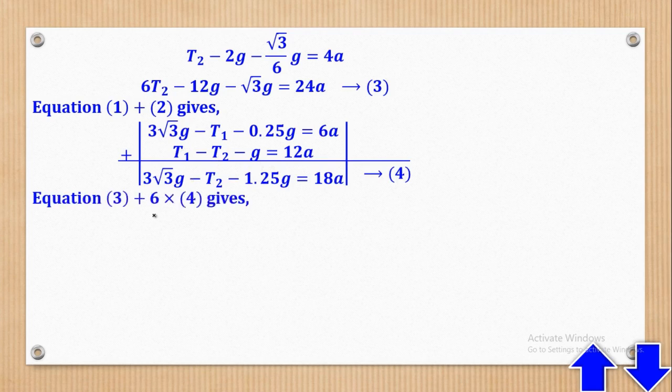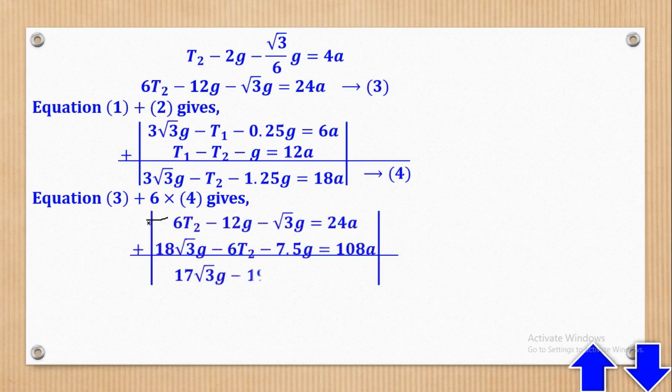Then next is equation 3 plus 6 times equation 4. Remember, my aim is to first eliminate the tensions. So when I do that, this is what I'm going to get. So this is equation 3, this is equation 4 multiplied by 6. So when I multiply 6 throughout this equation, this is what I'm going to get. Now in that, I want to add the 2 equations. So when I add, you realize that I've managed to eliminate the tension.